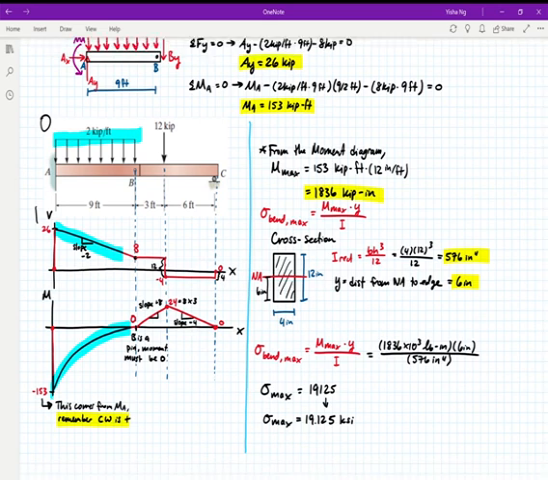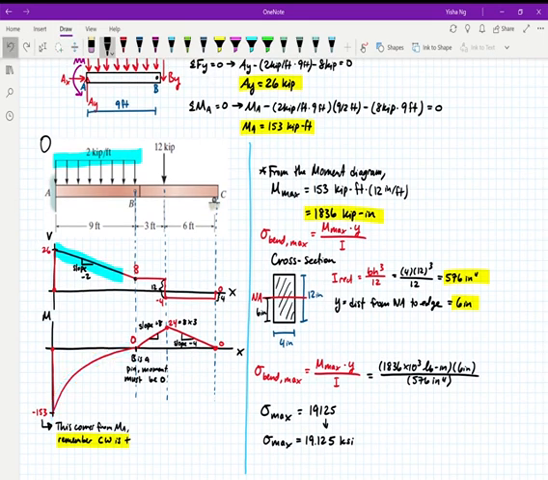And that goes back into that relationship we talked about earlier. If you took the moment diagram and took the derivative, you would get the shear diagram. If you took the derivative of the shear diagram, you would get the distributed load diagram. The other thing to keep in mind is that anywhere there's an external force, you're going to have a jump in your shear force diagram. Anywhere there's an external moment, you're going to have a jump in your moment diagram.